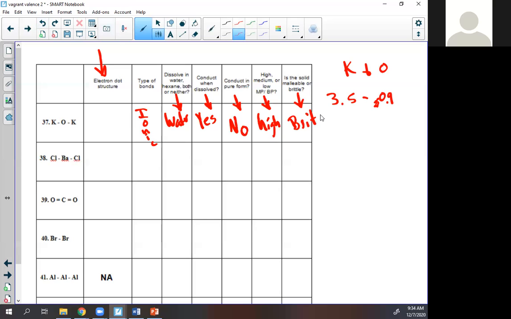Is it malleable or brittle? That's not hard, right? We will do these. These are the hardest part, but they're not tested, so don't stress about that. Okay, apparently we're close to getting out. I can sense the energy.